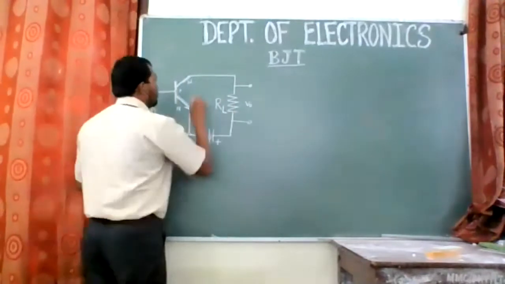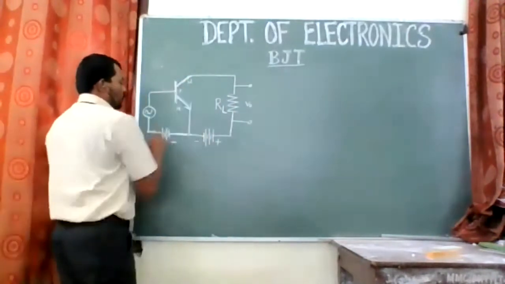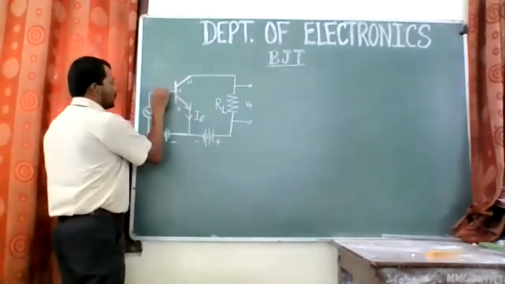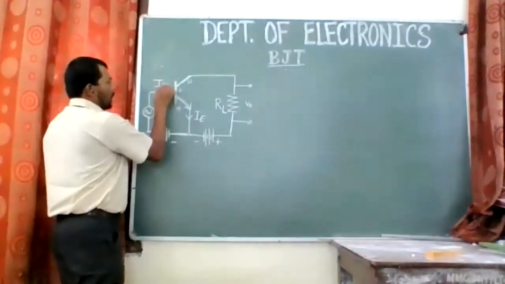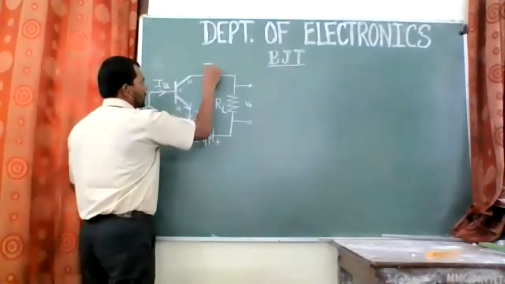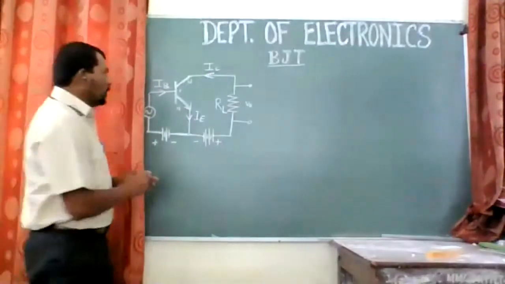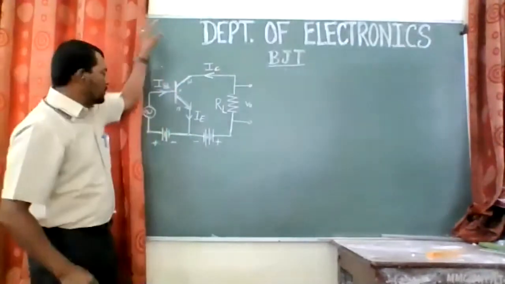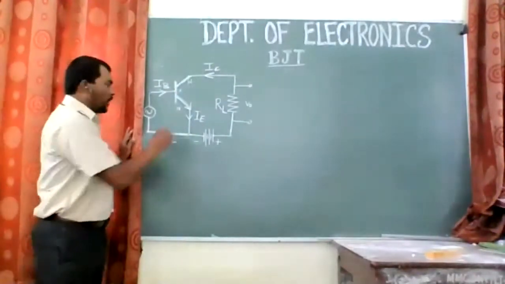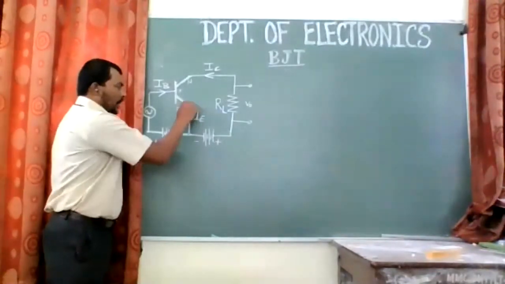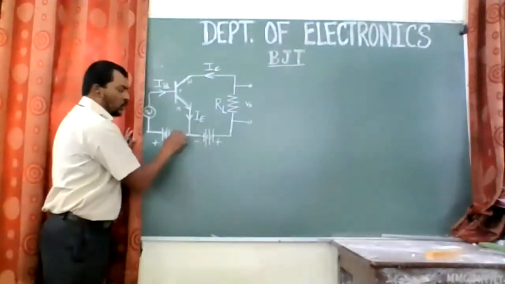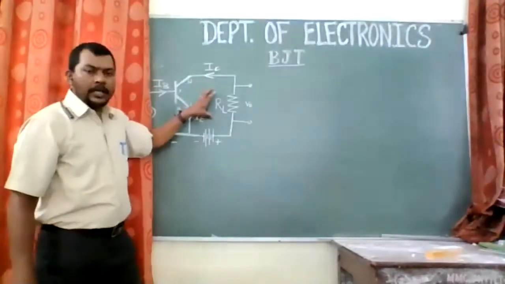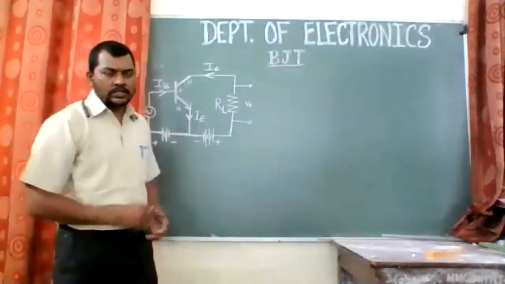I am writing here RL, and the currents that flow are the emitter current, that is IE, the base current, that is IB, and the collector current, that is IC. So we have these three currents flowing through the circuit: IE, IB, and IC. This is the basic circuit diagram of a common emitter amplifier. And here you can see that the emitter is common grounded and common to both input as well as output. We are taking the output across this load resistance.